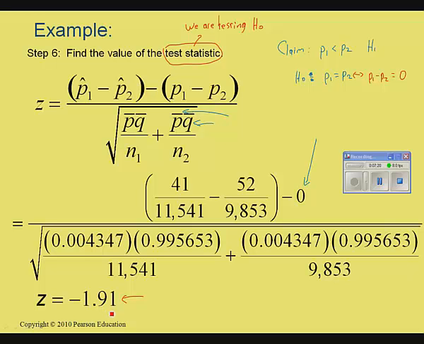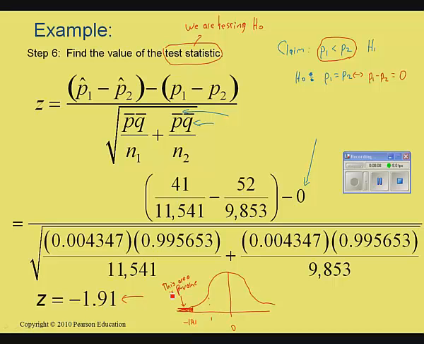So now what do you do? Well, is this a one-tailed test or a two-tailed test? Left-tailed, right? Because here it is. P1 is less than P2, right? So what I'm going to do is draw a picture, and I'm going to put my negative 1.91 where it belongs. So let's see, here's 0, here's 1. So right over here somewhere is negative 1.91. And basically, this area is the p-value. Capital P.